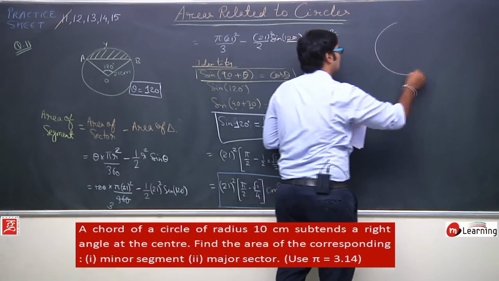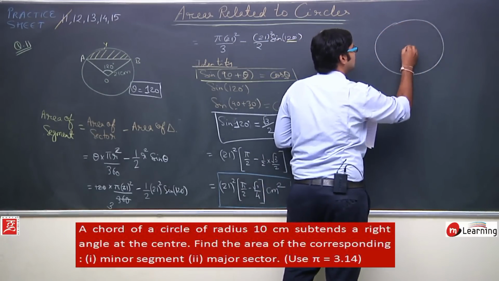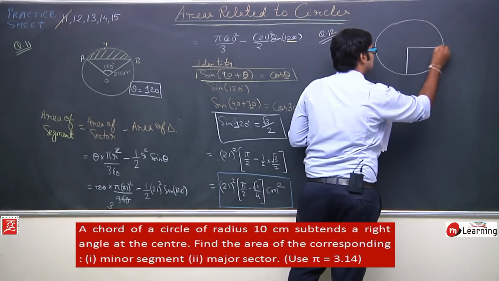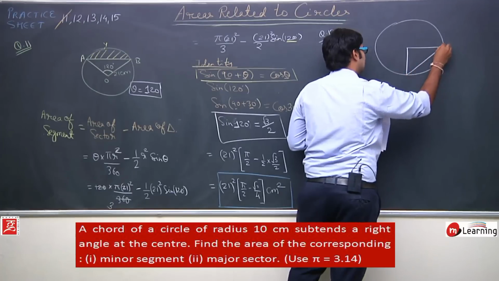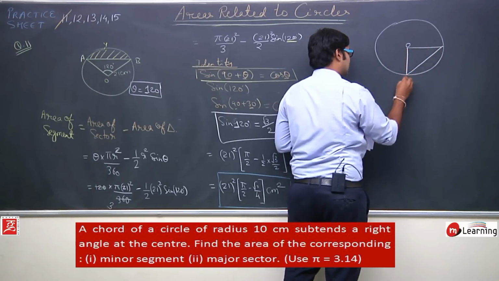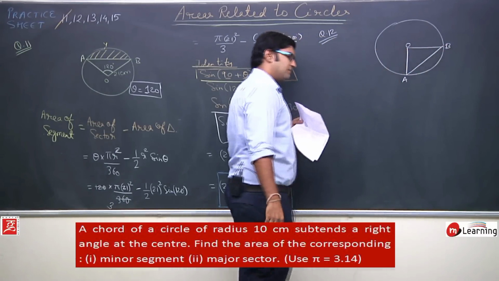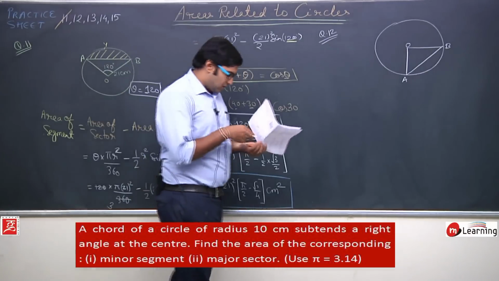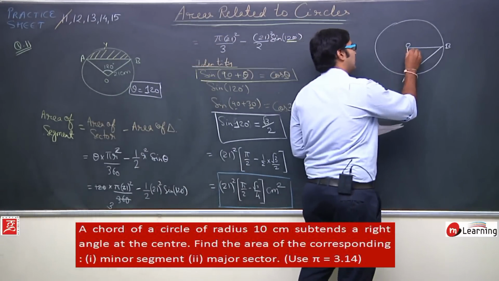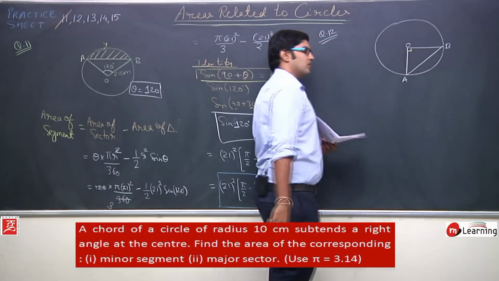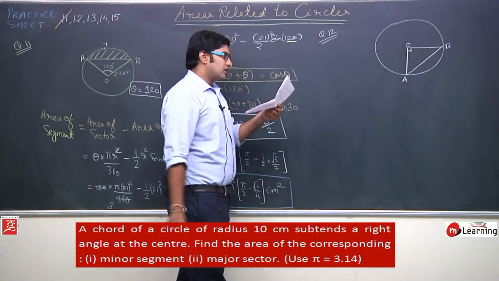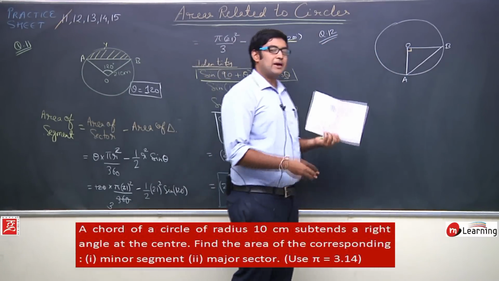Okay, so question number 12 says there is a circle and there is a chord which subtends a right angle at the center. Let us say O is the center and AB is the chord. AB chord subtends an angle of 90 degree at the center. Okay, now I need to calculate the area of minor segment.